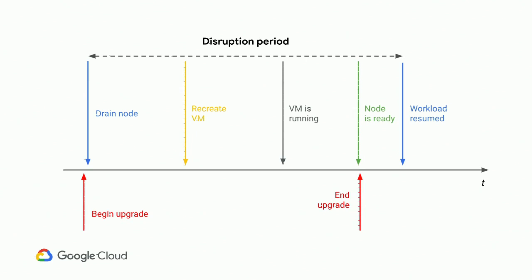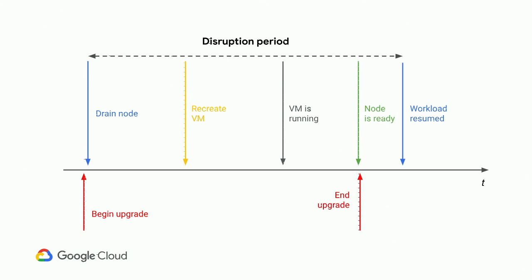So what actually happens behind the scenes when you upgrade a cluster? Node by node, we drain a node, we recreate a VM, we wait for that VM to become running. And then we wait for the node to be registered with the master and become ready. And then the workload is resumed. So this is the period where your business might experience some disruption. How can we make this better?